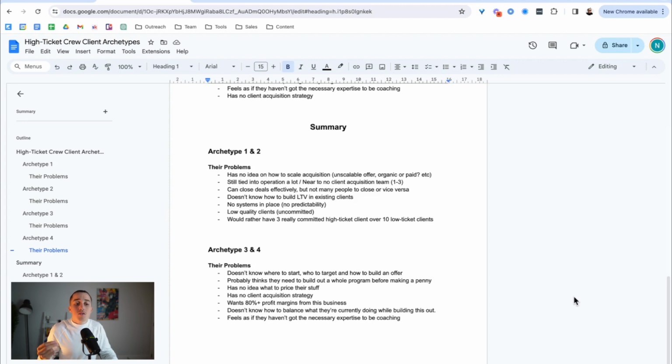Number 2 is you're still tied into operation a lot, and you probably have near to no team in general, whether that's a client acquisition team, whether it's a service delivery team. In other words, you're probably working 10 to 12 hour days just to keep the business running. Now, for some of you, you might even be doing everything.